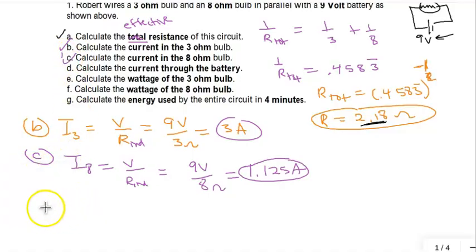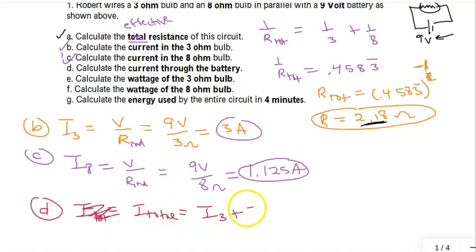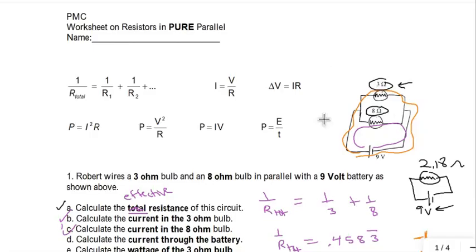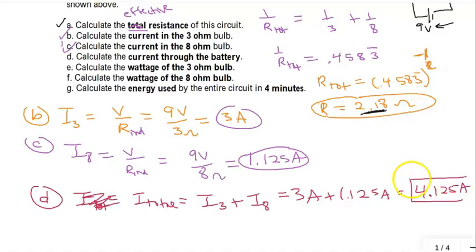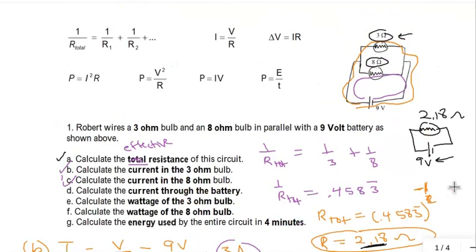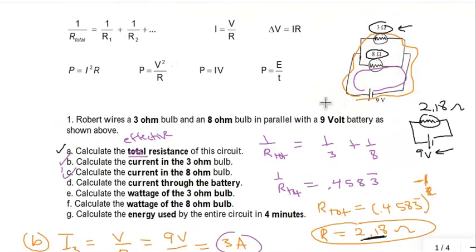Okay, then D is find the current through the battery. So there's 2 ways to do this. They would both get full credit. I total is going to be I3 plus I8. Because if you go back and look at the diagram, that's what's going through the battery. The purple electrons and the orange electrons. So that's 3 amps plus 1.125 amps, or 4.125 amps. Okay, that should make sense, right?